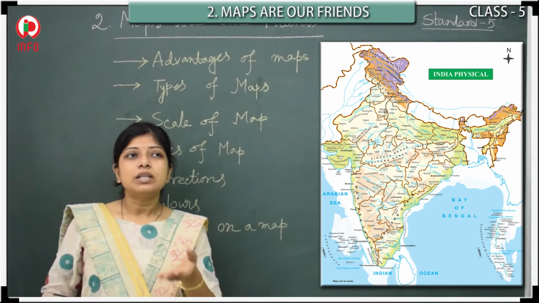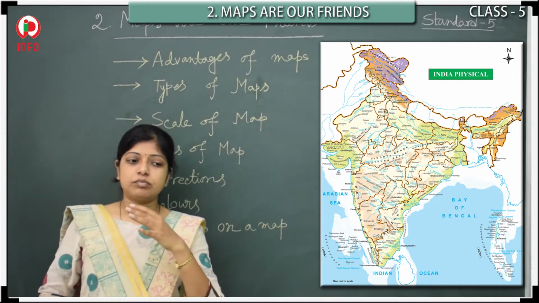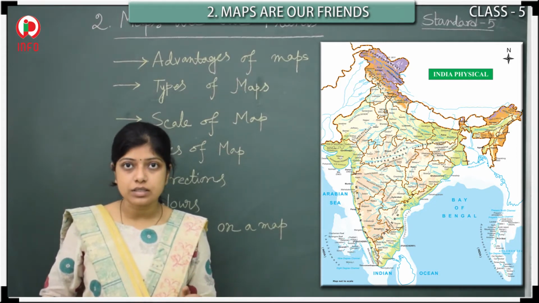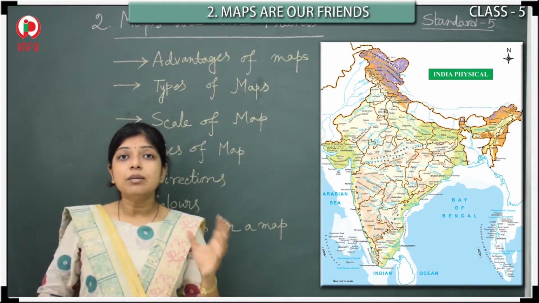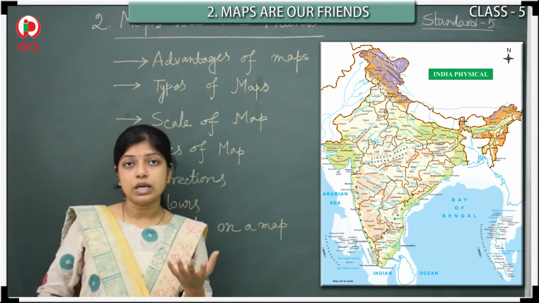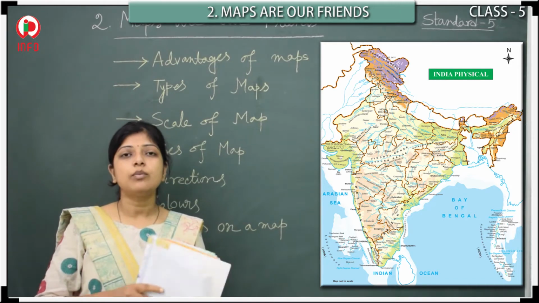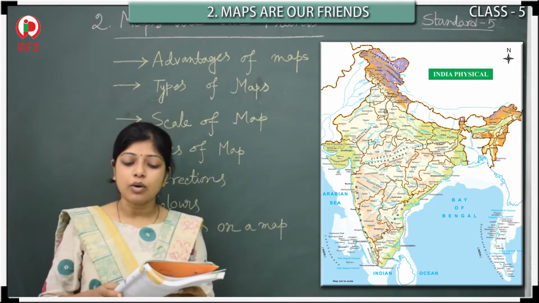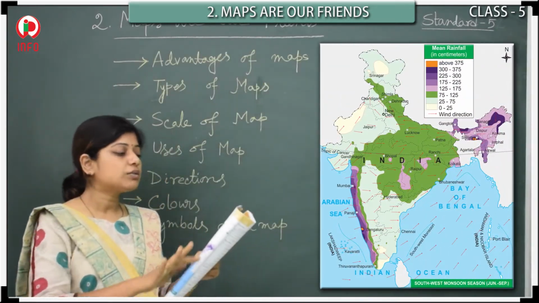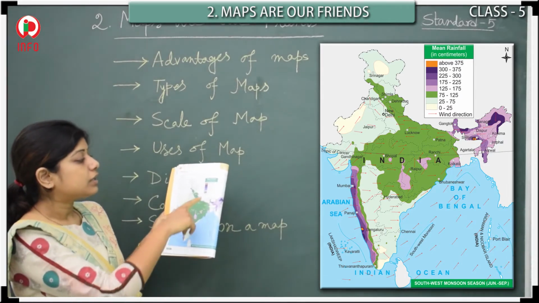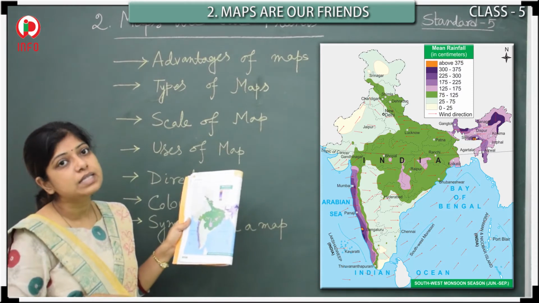So you can also say that these are giving statistical data. These are the numbers or the amount. With the help of this kind of map, we are able to understand them. Now see here, this is one kind of thematic map, and here the mean rainfall is given.